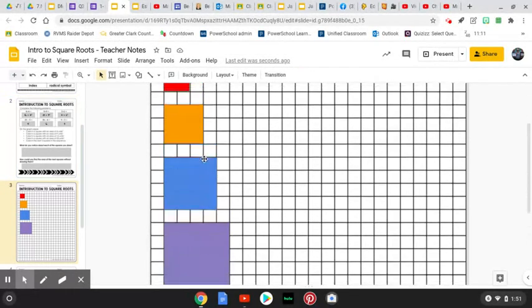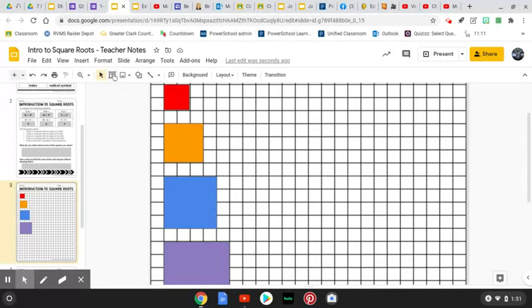So we have 1 squared, or 2 squared. I don't know if I can do the box. 2 squared is 4. So I think I can type this in here, maybe. 4 equals 2 squared, with this being superscript. Okay.